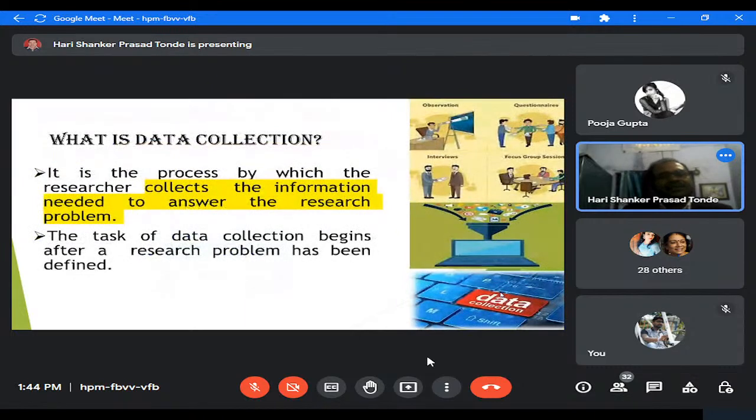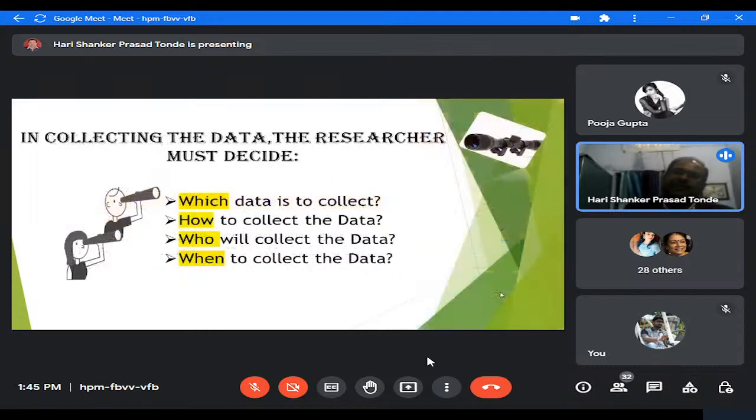Afterwards, what is data collection, and why are we doing data collection when we are doing research? It is the process by which the researcher collects the information needed to answer the research problem. The main function of data collection is to answer the research problem which we have identified as a researcher. The task of data collection begins after a research problem has been identified. As soon as we have found the research problem, our major task is to collect the data in terms of our research concern, meaning the domain we have identified.